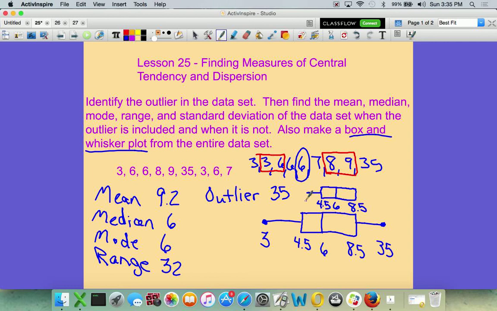So about there would be our whisker for that one. The problem with this one ends up being that 35 would be way over there somewhere. Alright, and that would be what it looks like accurately for something like this. Alright, so mean, median, mode, range, outlier, there's our box and whisker plot.